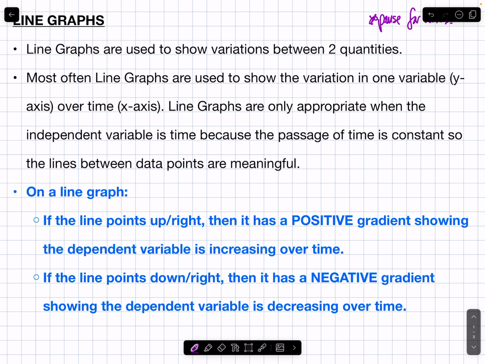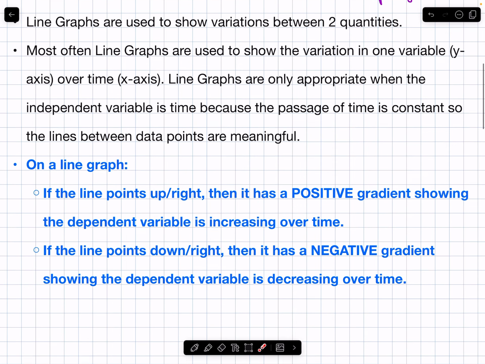Okay, line graphs. Now that we've discussed what dependent and independent variables are, we can go into line graphs. They're used to show variations between two quantities. Most often, line graphs are used to show the variation in one variable, the y-axis, so what happens with the response variable over time, which is the x-axis. Line graphs are only appropriate when the independent variable is time, so you should only be doing these line graphs, connecting the dots, when the independent variable is time, because the passage of time, you don't get a chance to change that. The passage of time is constant, so the lines between data points on a line graph actually mean something.